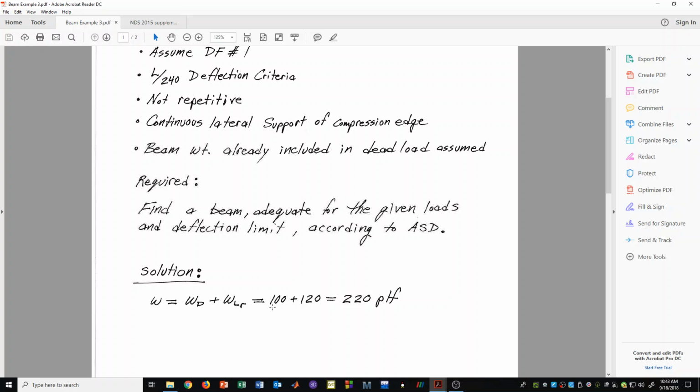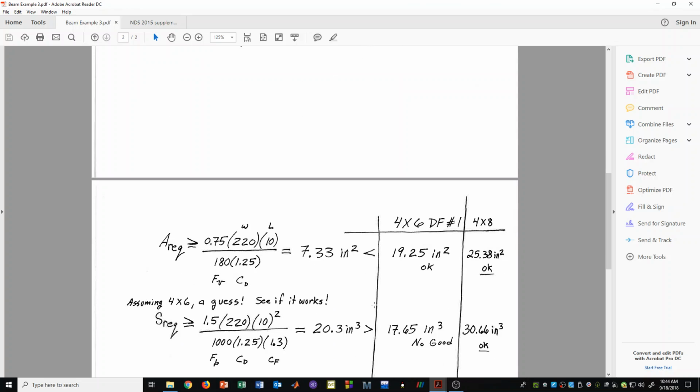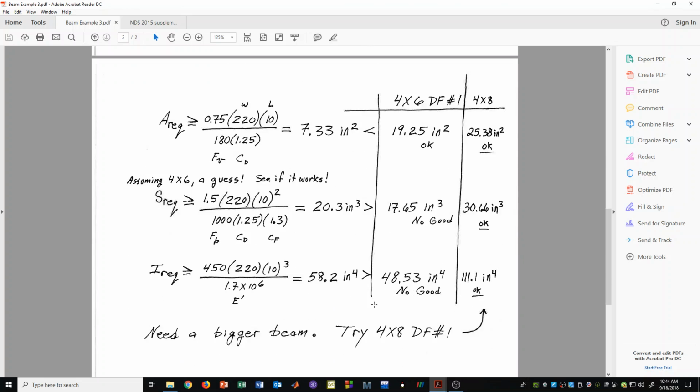In this case, we have 100 for dead load and 120 for roof live load. We get a total load for W of 220 pounds per lineal foot. Now we are going to apply the equations that we derived in the previous video. First off, if we want to find the required cross-sectional area for the beam so that it satisfies the ASD requirements for a safe design, we can use this formula, 0.75 times W, which is 220 pounds per lineal foot, times L, which is 10 feet, and we have FV, which is 180 PSI.